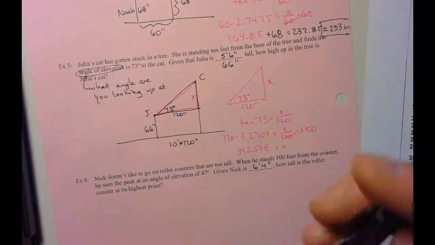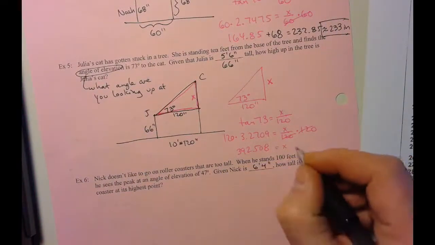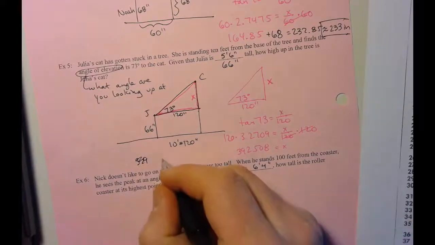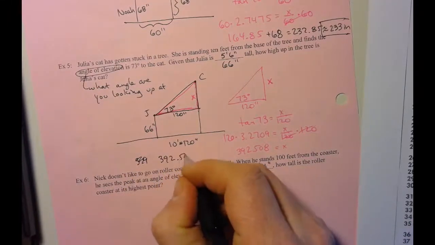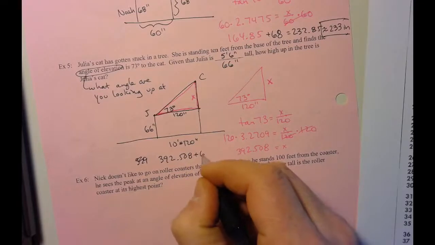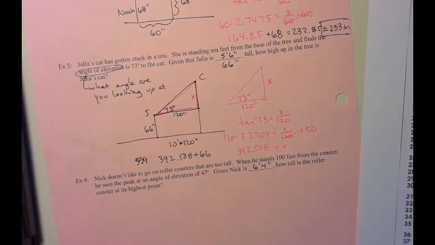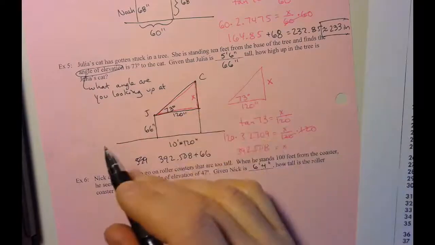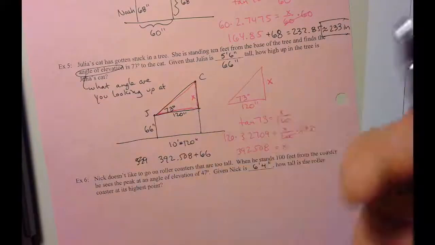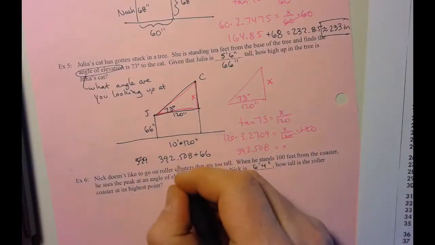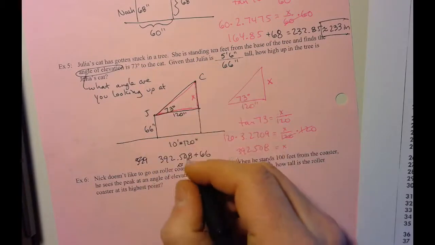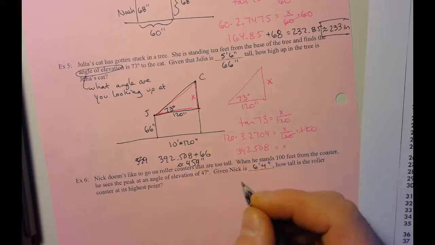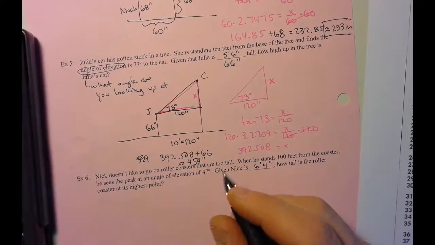I'm going to add it to the 66. Right, so 392.508 plus the 66 is 458.5. We're rounding off to the nearest, did it say the? Yeah, we're going to do the nearest inch again. I'm sorry, I forgot to say that there. But right, we had it in the other one, and all these problems we're going to do to the nearest inch. So 459 inches.